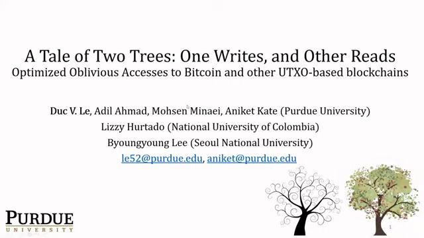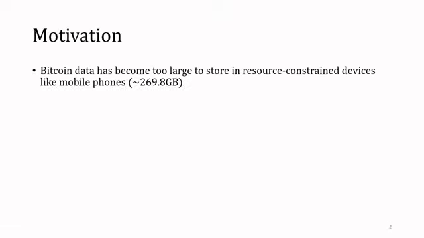To begin with, some motivation of this work is, as we all know, the size of the Bitcoin data has become too large to store in a resource-constrained device like a mobile phone or personal laptop. As of March 2020, the size of this database is around 269 gigabytes. The current solution to address the storage issue is an SPV client.